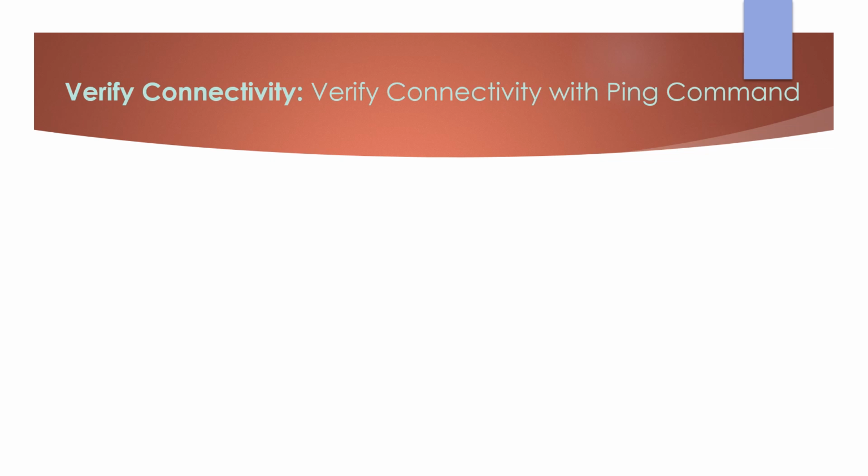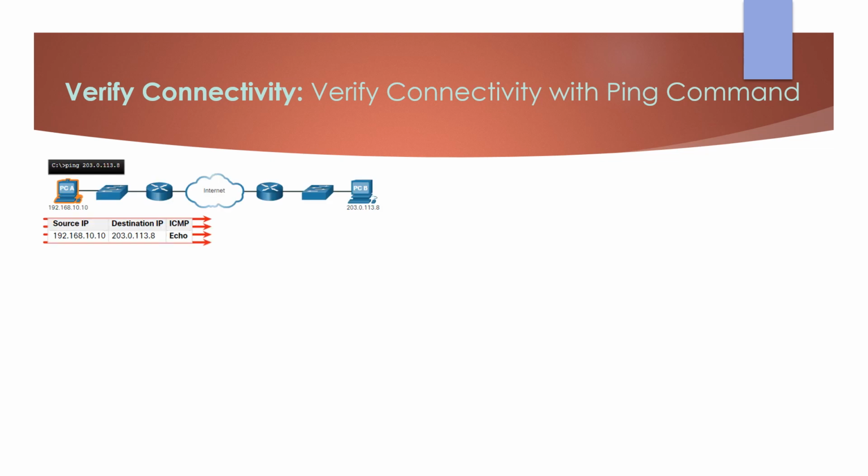On a Windows 10 host, the ping command sends four consecutive ICMP echo request messages and expects four consecutive ICMP echo replies from the destination. Let's see an example. Let's assume PCA pings PCB as shown here in the figure. The PCA Windows host sends four consecutive ICMP echo request messages, sometimes referred to as ICMP echoes, to PCB.